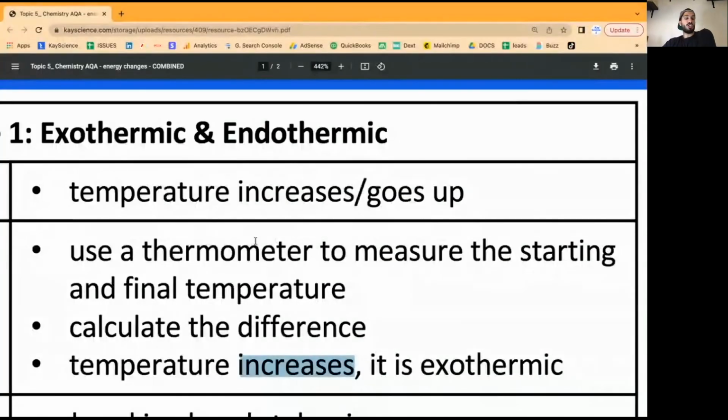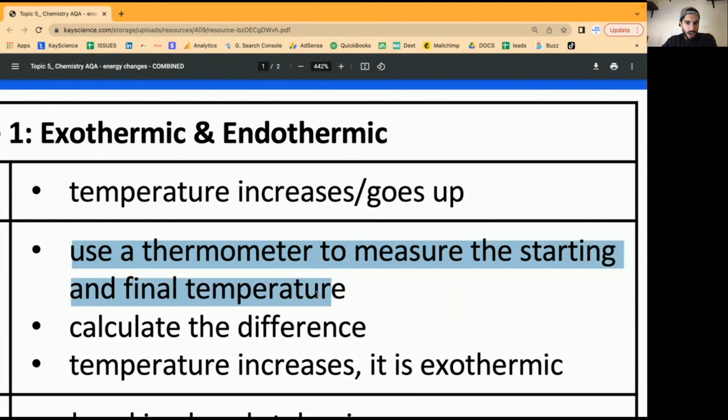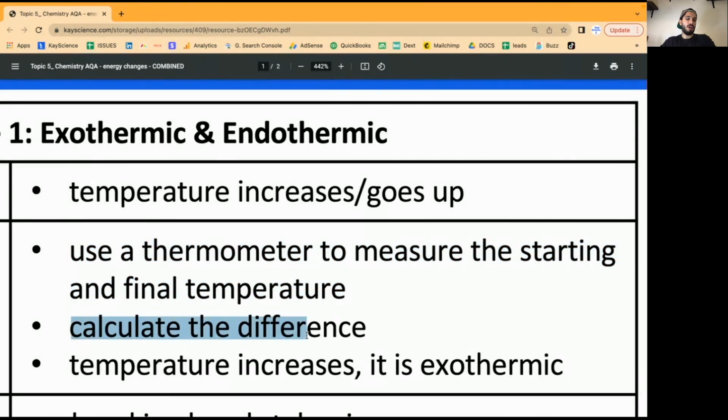So look, just check your answer and be brutally honest with yourself. If you said use a thermometer to measure the initial or start temperature and final temperature, that is 1 mark. If you then said to calculate the difference, that's a 2nd mark. And if you then said the temperature increases or rises or goes up, then you get the 3rd mark.